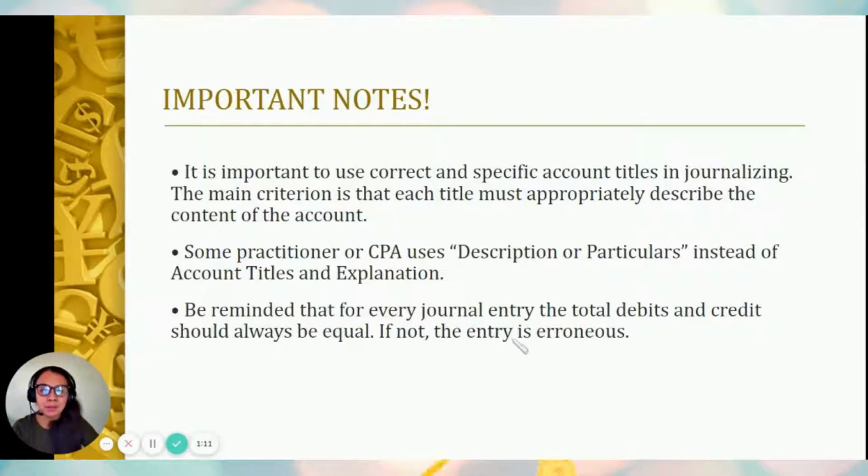Be reminded that for every journal entry, the total debits and credits should always be equal. If not, the entry is erroneous. And that is also true: if your debit is, let's say, 10,000, then the amount of your credit should also be 10,000. They should always be equal.